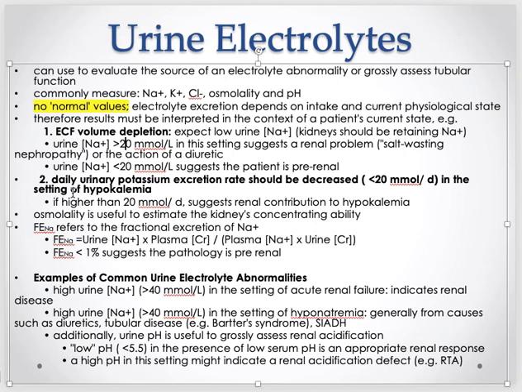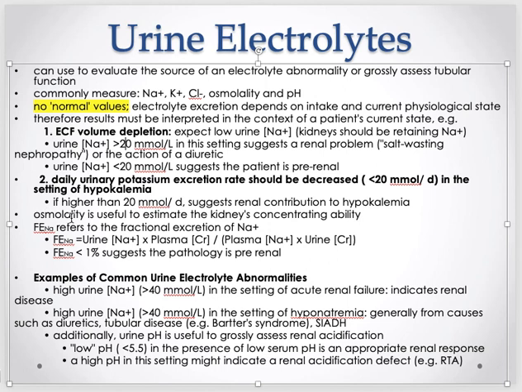Or, for example, this is one more example. Daily urinary potassium excretion rate should be decreased, like less than 20 millimole per day, in the setting of hypokalemia, because there is hypokalemia. So of course the kidney should not lose more potassium. So if higher than 20 millimole per day, what it suggests is renal contribution to hypokalemia. Kidneys should be retaining potassium, but if the kidneys are losing potassium, it means the issue is with the kidneys. So these two are good examples for this.